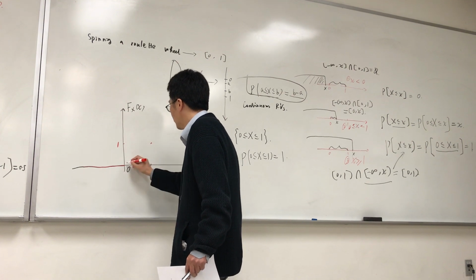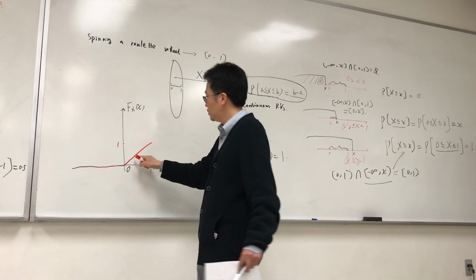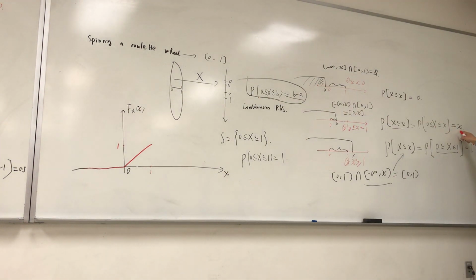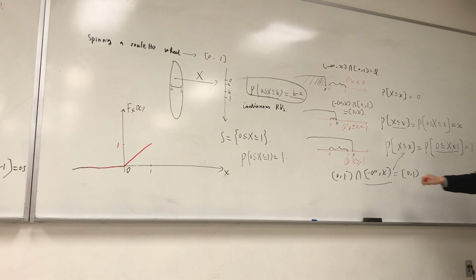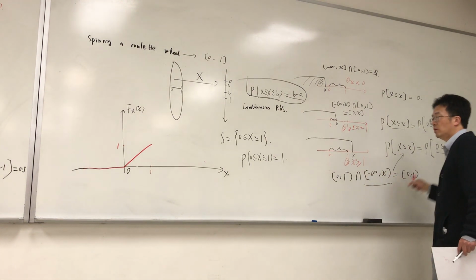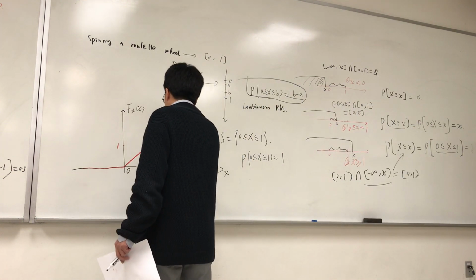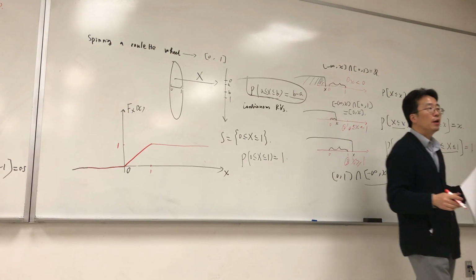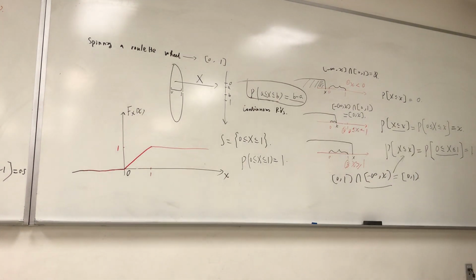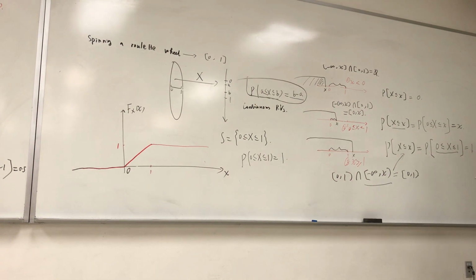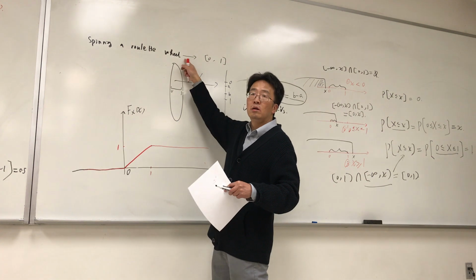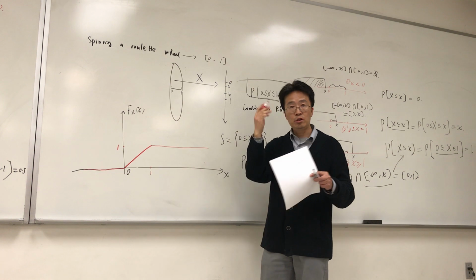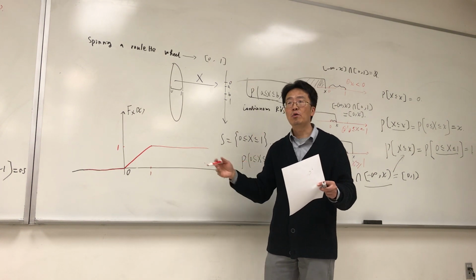So in other words, it should be here. This line actually corresponds to the function x, right? A linear function x. And when x is larger than 1, it will be 1. Okay? So this will be the corresponding probability distribution function associated with this experiment. And also, this is a distribution function for a continuous random variable.